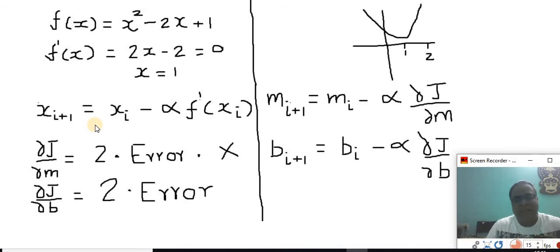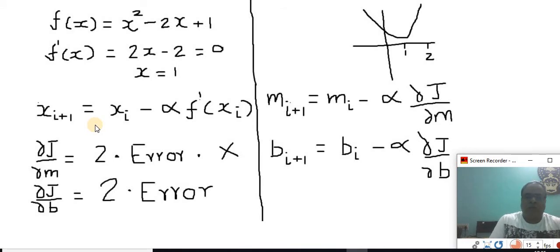I stands for the index of the data, the index of the sample. See, x of i plus 1 is equal to x i minus alpha. What is alpha here? Alpha is an important term. We usually use it in statistics and machine learning. We call it the learning rate. Alpha is known as the learning rate. Its maximum value is 1 and its minimum value is 0. Alpha means it is the step length.